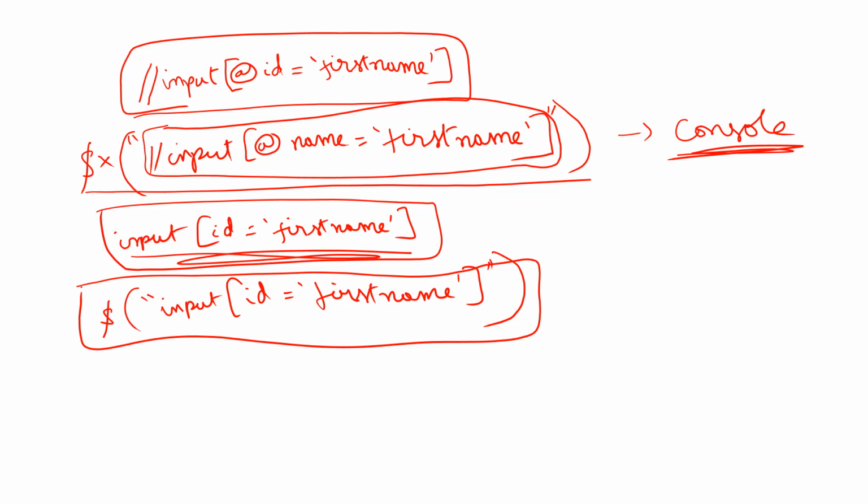So what are the differences between XPath and CSS selector? In XPath, we will use 2 forward slashes, but in CSS selector, we don't use 2 forward slashes, and we will use the @ symbol in XPath, and we don't use that in CSS selector. So that is the difference. And for testing this also, we will use the $X symbol in XPath, and we will use the $ symbol in CSS selector. These are the few things you have to remember.